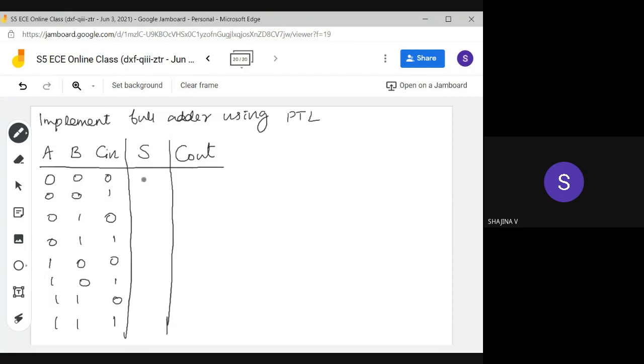Okay, so for 0, 0, 0, sum is 0, carry is 0. For 0, 0, 1, sum equal to 1, carry equal to 0. 0, 1, 0, sum 1, carry 0. For 0, 1, 1, 1 plus 1, 0, sum equal to 0, carry equal to 1. In this case also, sum equal to 1, carry equal to 0.